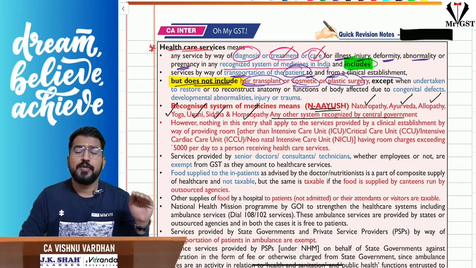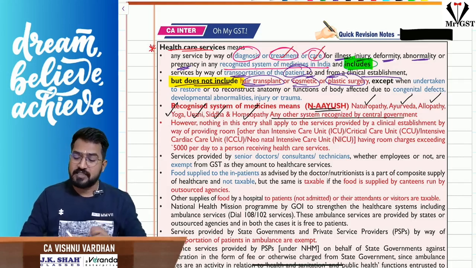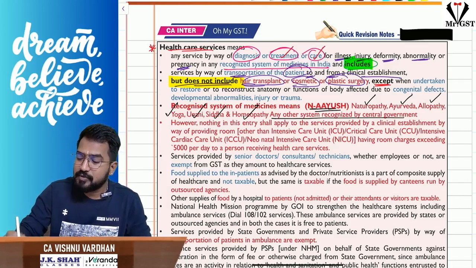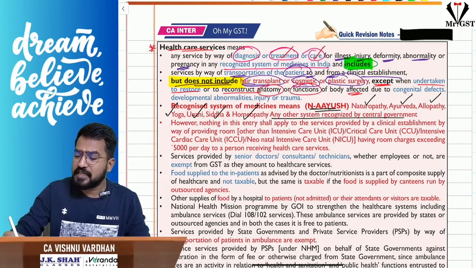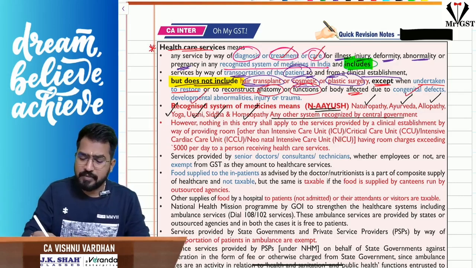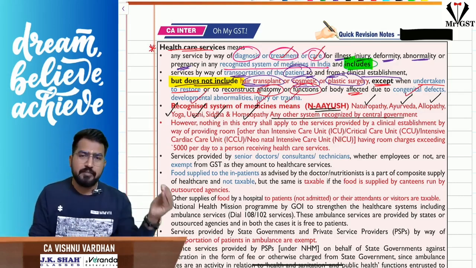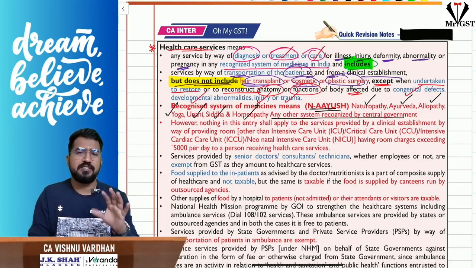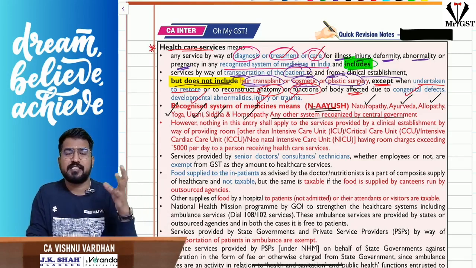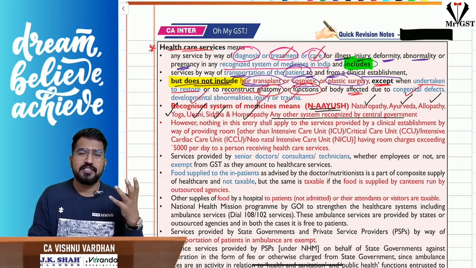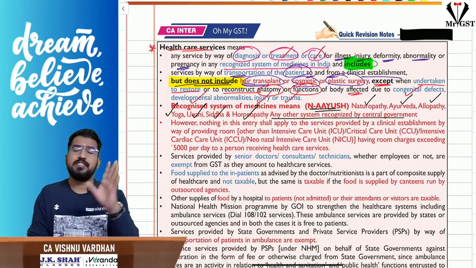The answer is no, because the healthcare service definition specifically excludes hair transplantation, cosmetic and plastic surgery services, except when they are undertaken to restore or reconstruct the anatomy or functions of the body affected due to congenital defects, developmental abnormalities, injury or trauma. That means, for example, when anybody is going for hair transplantation, cosmetic and plastic surgery, like our heroines doing jawline correction or nose surgery, or getting dimples on their cheeks, it is not a healthcare service, it is taxable.